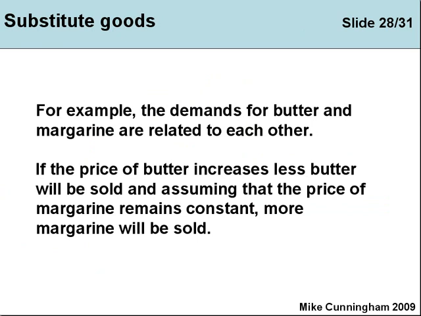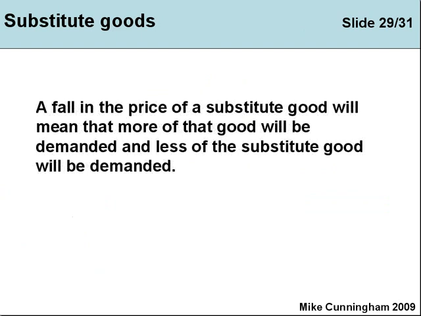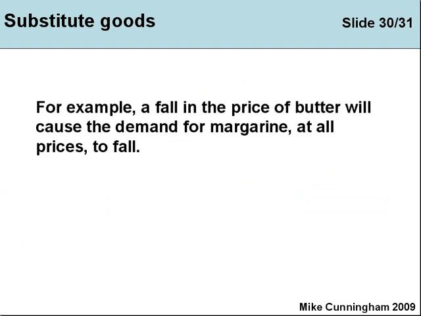So if the price of butter increases, less butter will be sold. That means margarine will be substituted for butter. It's a substitute. A fall in the price of a substitute good will mean that more of that good will be demanded and less of the substitute good will be demanded. For example, a fall in the price of butter means more butter will be sold. But if more butter is sold, that means that less margarine will be sold. Substitute good.